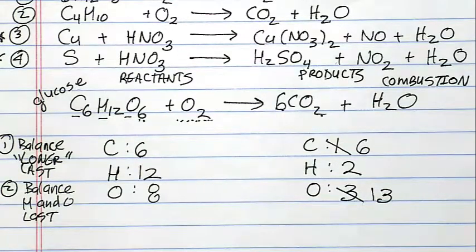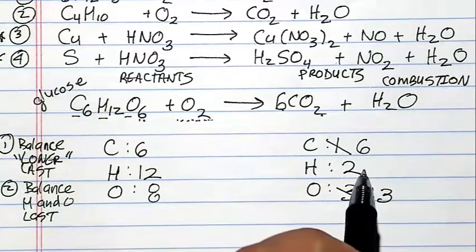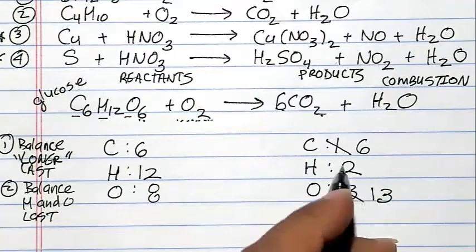Now, the second easiest thing to balance would be my hydrogens. Now, how would I balance my hydrogens? I have 12 on the reactant side. I have 2 on the product side.